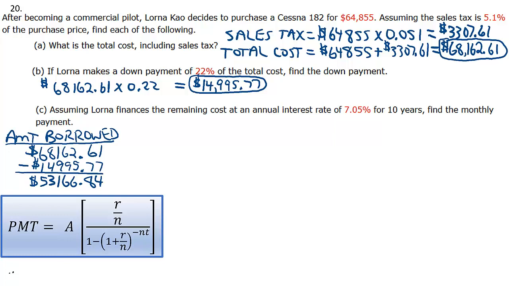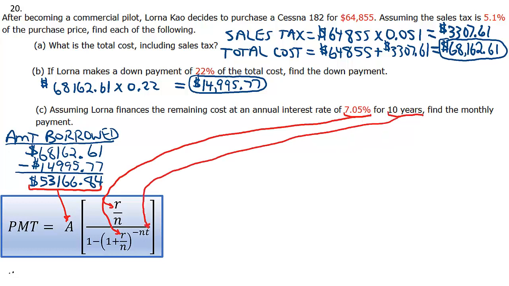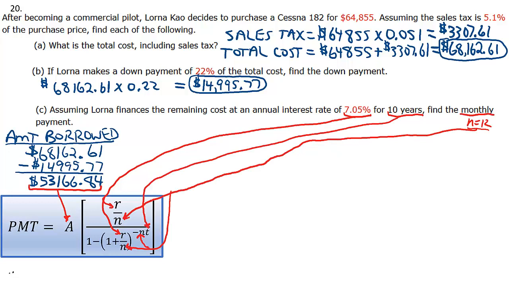So you use the formula for the monthly payment and use A equal to $53,166.84. The interest rate is 7.05%. Of course, you have to change it to a decimal. You're doing it for 10 years, so T is 10, and it's monthly, so N is equal to 12.